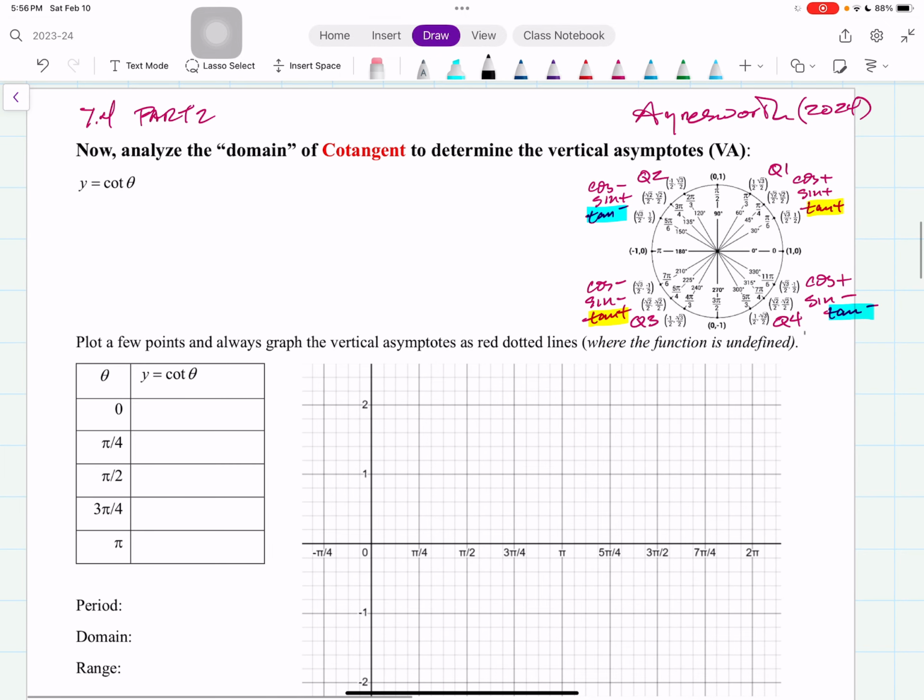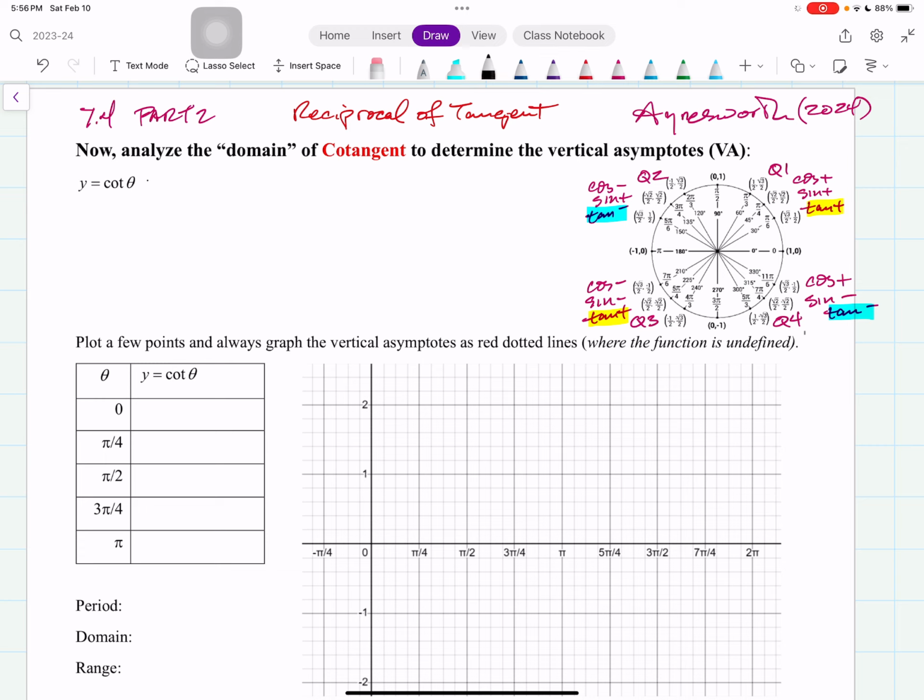We're going to take a look at the reciprocals. So the reciprocal of the tangent function is called the cotangent function. Okay, so that's the first thing. So it's the reciprocal of tangent. Here we go. And so what we want to do first is to explore the domain. Where is it undefined? Where are these vertical asymptotes? And that domain question is an important one, so we're going to start there.